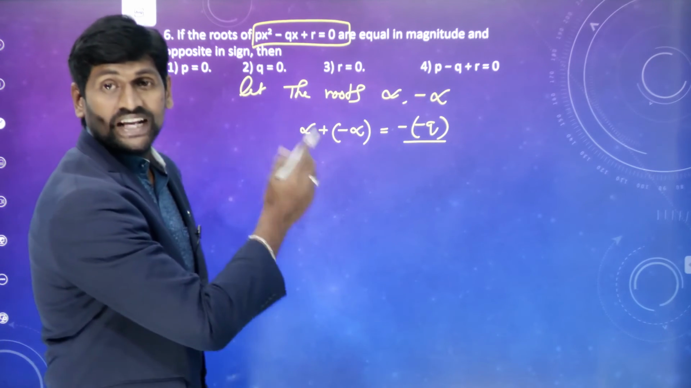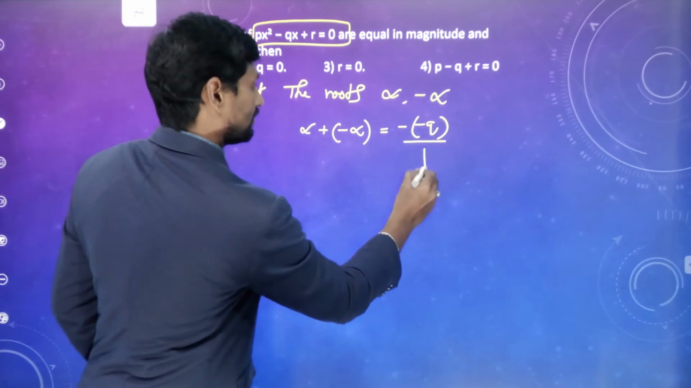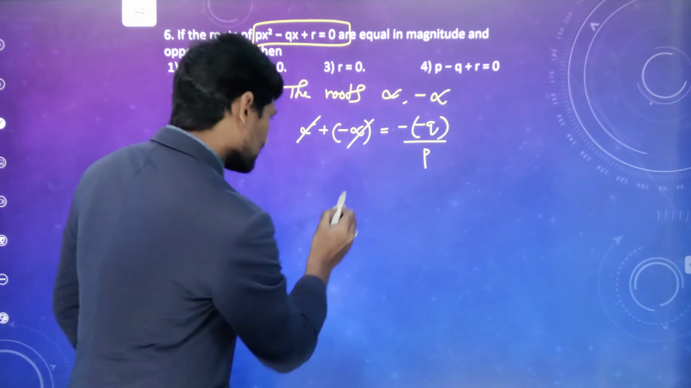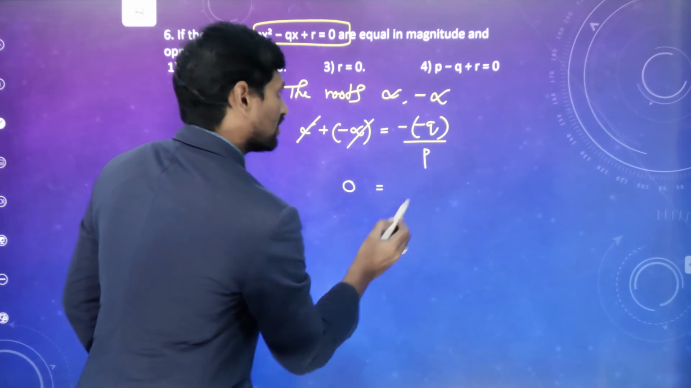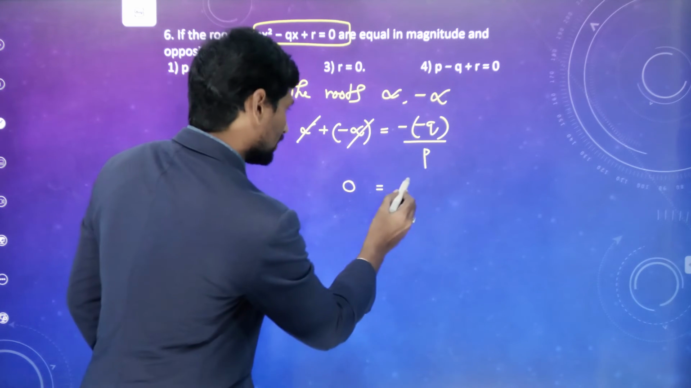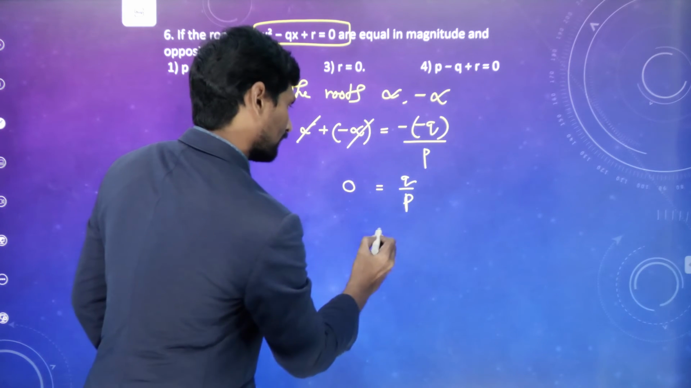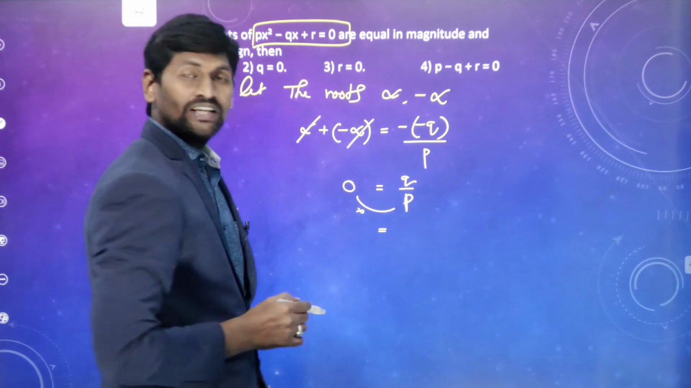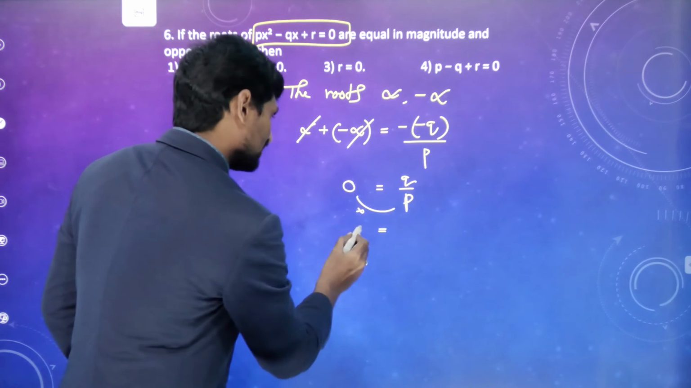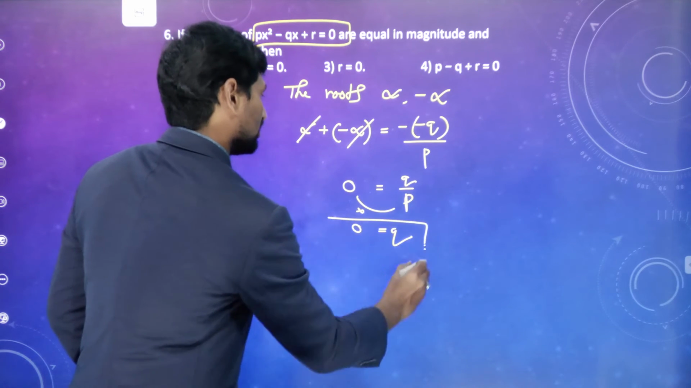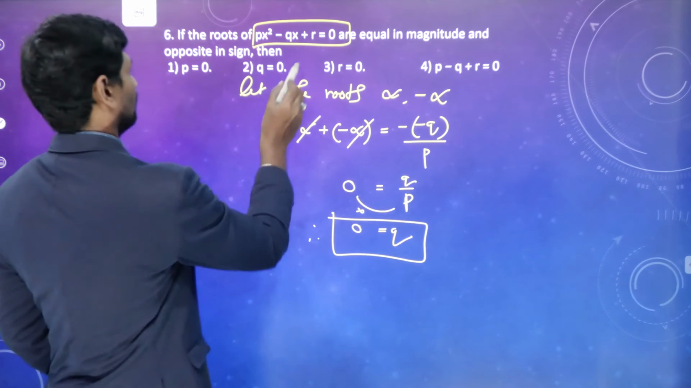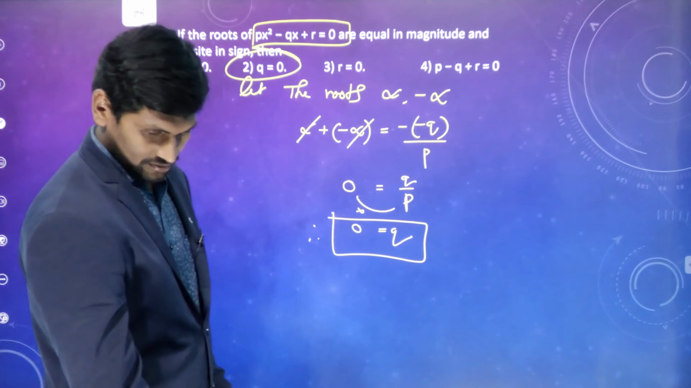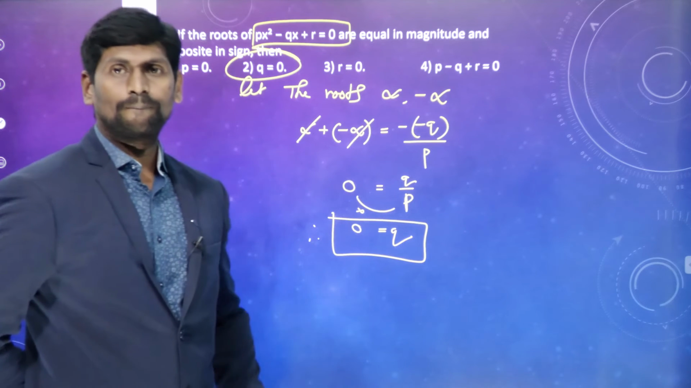A value is nothing but x square, coefficient is p. Minus alpha plus alpha cancel, that means 0. 0 equals minus into minus plus q by p. The denominator you just transpose, it will be multiply. 0 into p is 0, so q value is 0. This is our required condition here. Please note it fast.